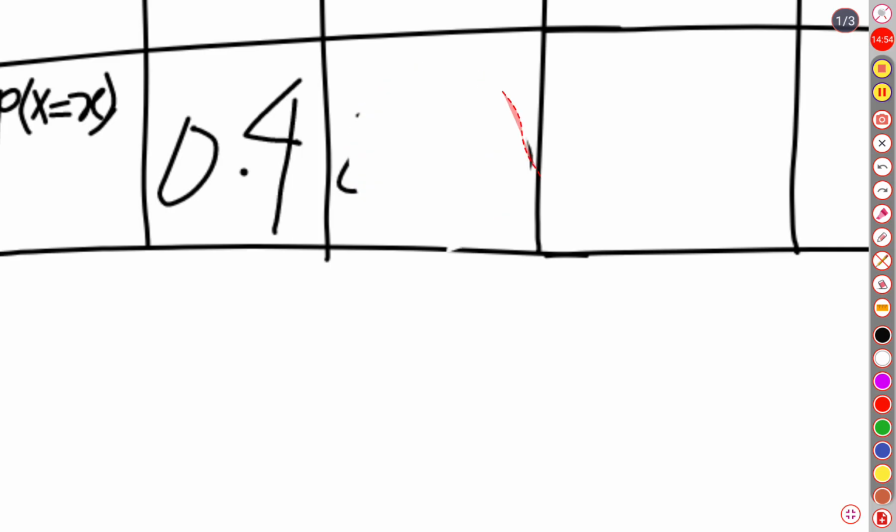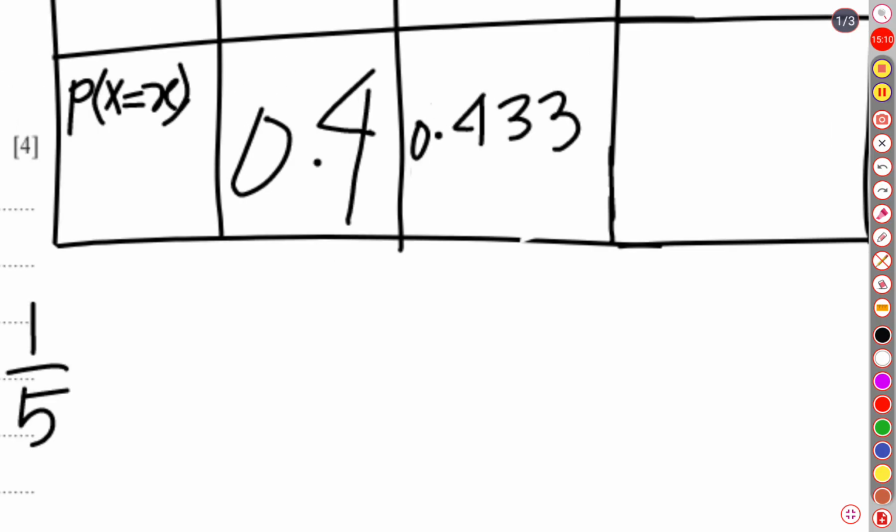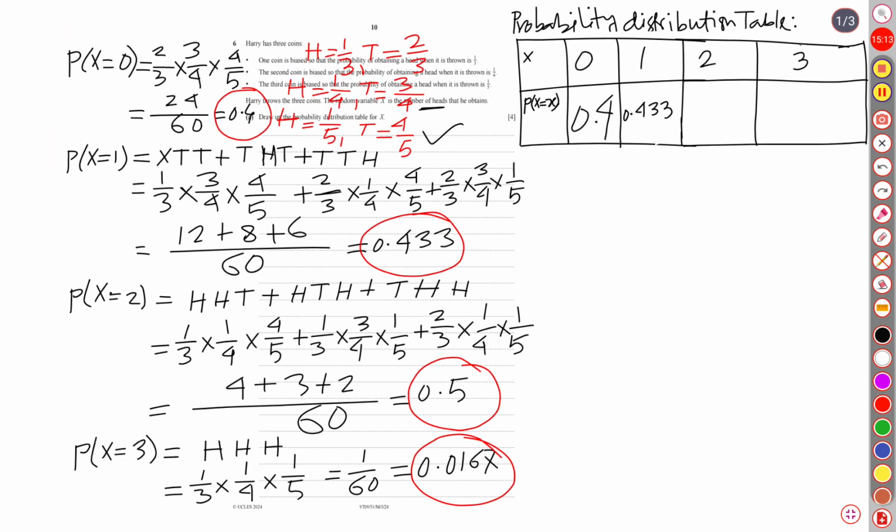0.433. And the third probability, when there are two heads, is not 0.5, it should be 0.15, that means 9 divided by 60. Yes, 9 divided by 60 is 0.15. This is not 0.5, it is 0.15.